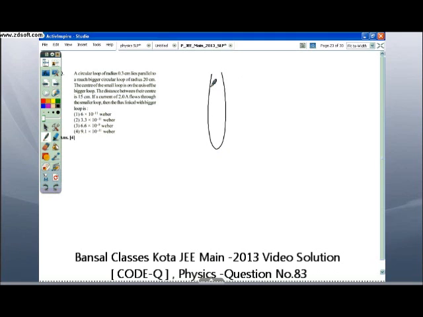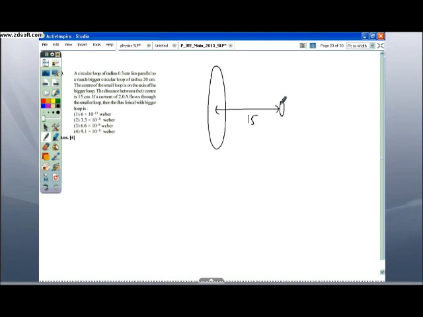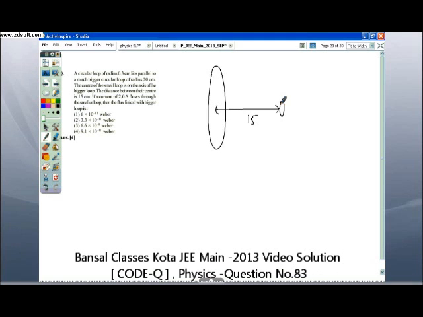The figure goes like this. Here there is a bigger loop and the centers are at a distance of 15 centimeter, and this is a smaller loop. Now we know that the magnetic field due to the smaller loop at different points of the bigger loop is not possible to be found, but we can find the magnetic field due to the bigger loop at the point of the smaller loop. Let's see how we do it.